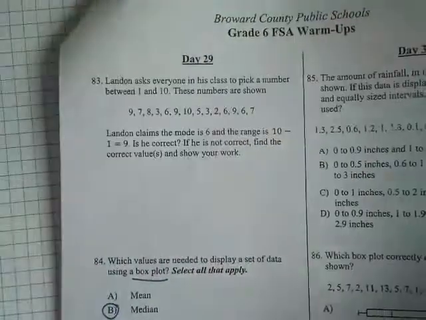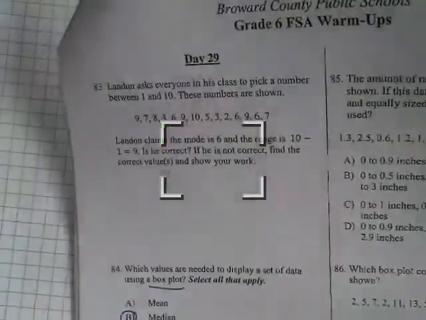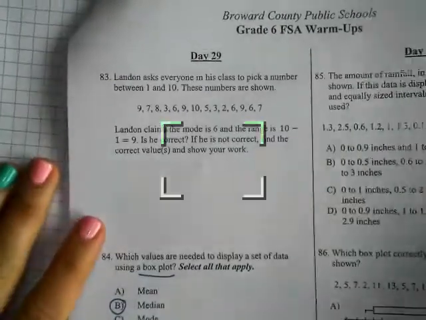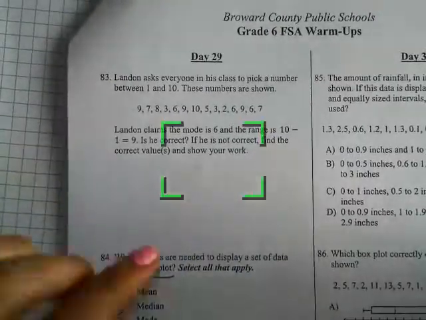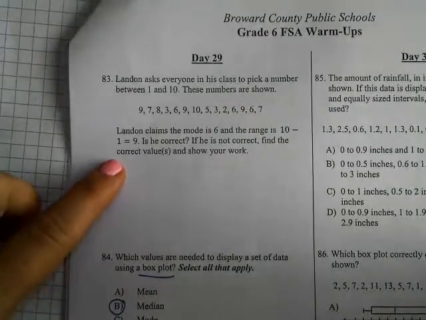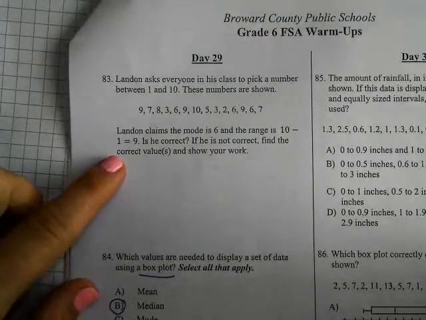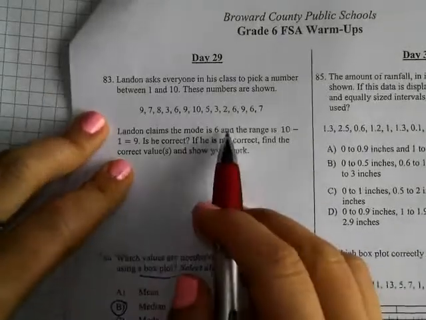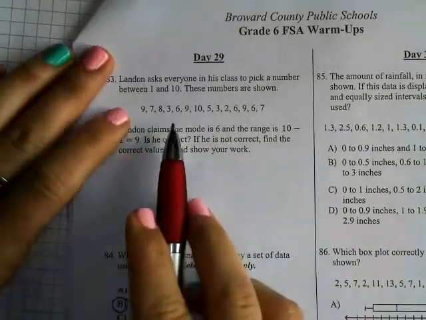Okay, Lennon asks everyone in his class to pick a number between 1 and 10. These are the numbers shown. Lennon claims the mode is 6 and the range is 10 minus 1. Is he correct? If he's not correct, find the correct values and show your work. All right, the mode, which one occurs the most?